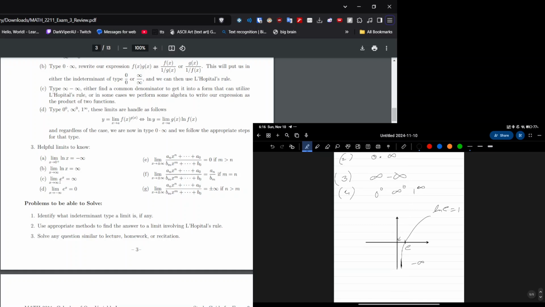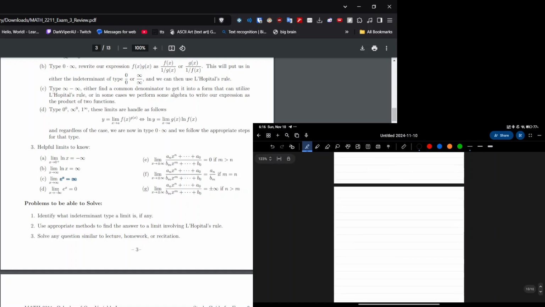Similarly, for e to the power x, if we plug in infinite over here, it becomes infinite. If we plug in negative infinite, which is basically the limit as x goes to negative infinity of e to the power x, this becomes e to the power negative infinity, which is 1 over e to the power infinity, 1 over a very, very large number. That is basically 0.